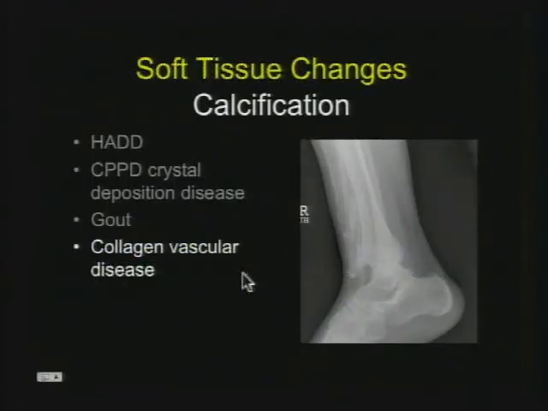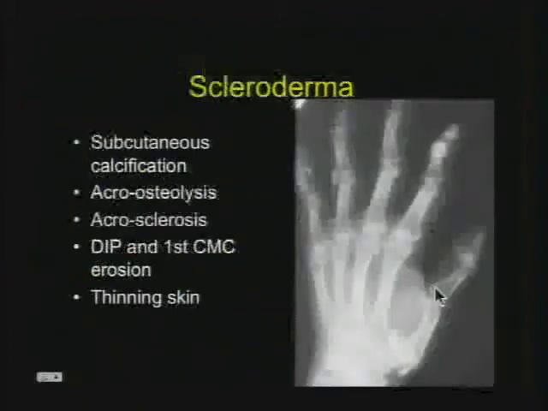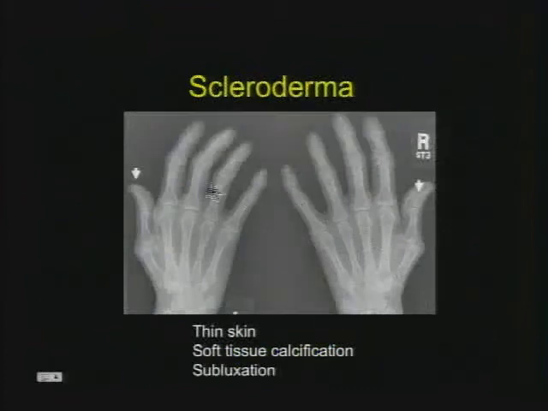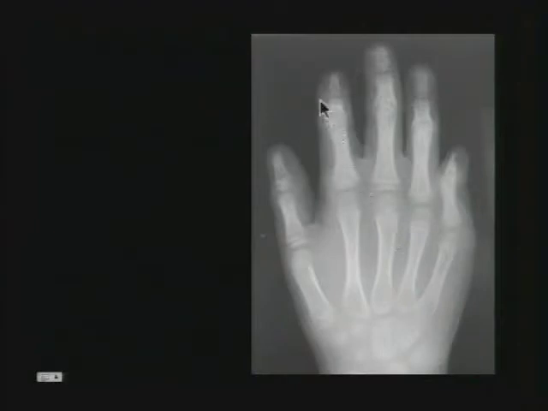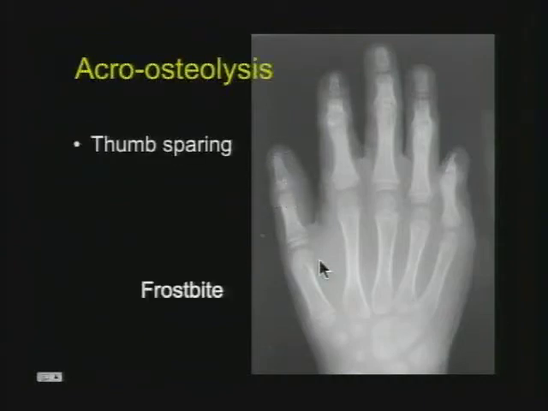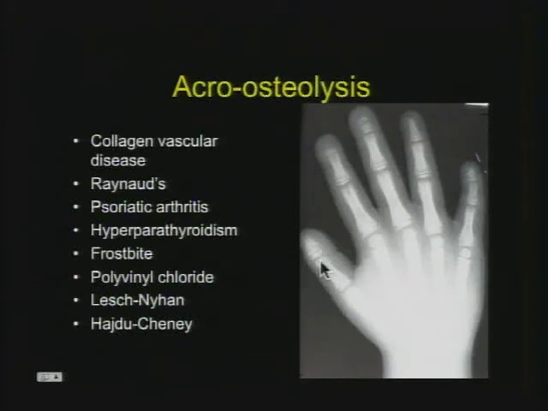With collagen vascular disease, you may see sheet-like calcifications, especially with dermatomyositis, or you could just see them looking a little like HADD, but you have other problems like joint involvement. You might see acro-osteolysis, acrosclerosis. Scleroderma would look like this, and especially if you have thin skin around it, or acro-osteolysis, like we're seeing in these patients. Now this one has acro-osteolysis, but it spares the thumbs, so what do we think about there? We think about frostbite because you usually coddle your thumb in your palm so it doesn't get as cold. And here's a whole list of other things which I don't have time to go through as far as acro-osteolysis.